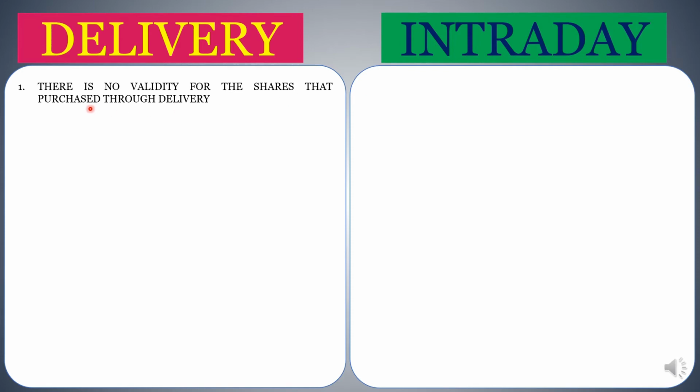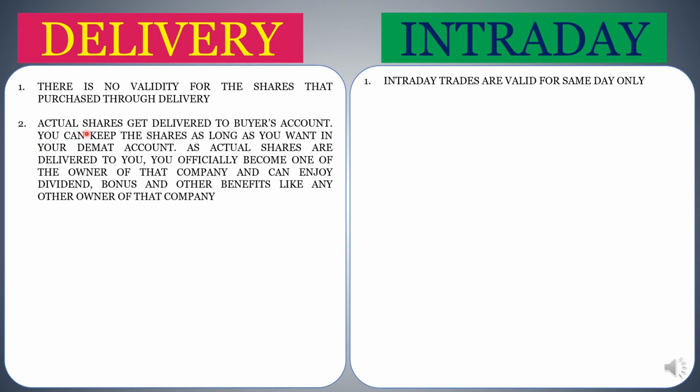First, there is no validity for the shares that you purchased through delivery. In intraday, those shares are only valid for the day. The second difference is that under delivery order type, the shares are getting delivered to buyer's account, and buyer can keep the shares as long as they want in their demat account. As actual shares are delivered to the buyers, the buyer officially becomes one of the owners of that company and can enjoy the dividend, bonus, and other benefits like any other owner of that company.